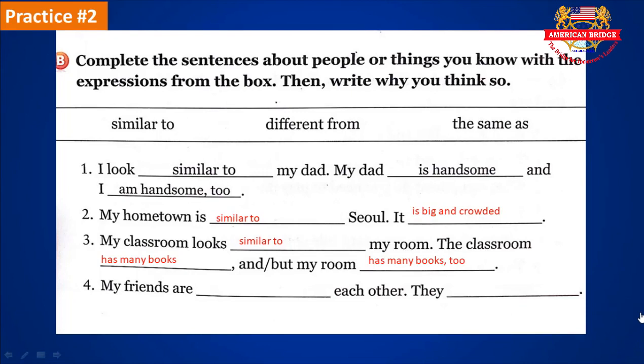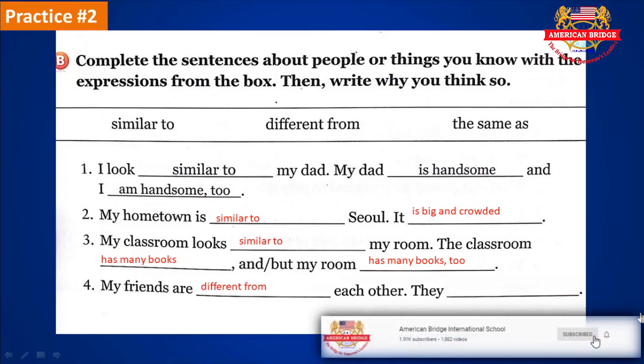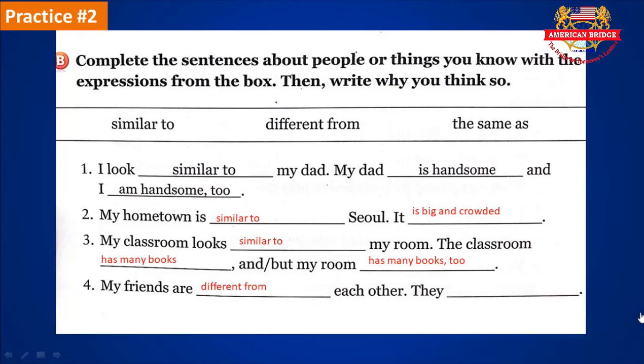The last one, my friends are different from each other. They like different things. You can say that they eat different food, they have different characteristics. Okay, you can add more. Okay, everyone, the teacher would like to say thank you very much for your attention, and the teacher will pose this question to you again, and you can make it by your own by using similar to, different from, and the same as, and then complete it with your own sentence.